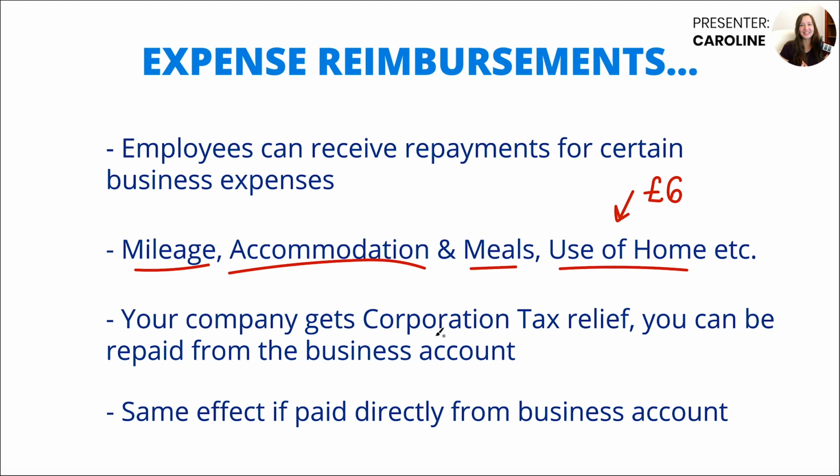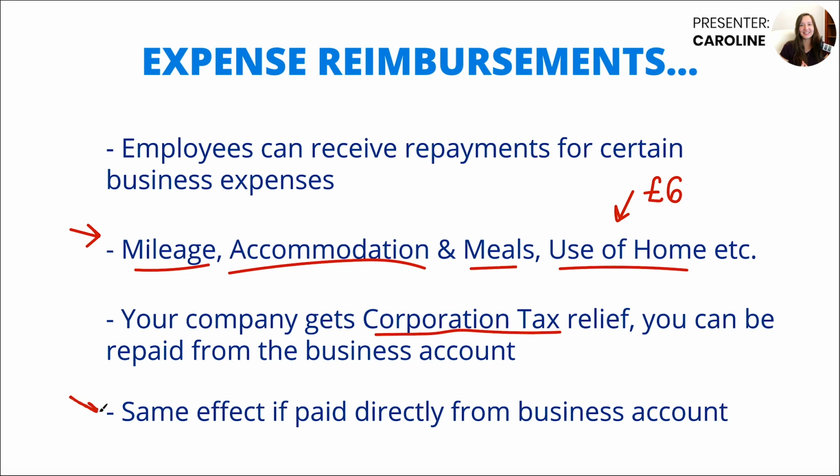So on these business expenses, your company of course gets corporation tax relief, and you can be repaid from the business account for these, so you're technically being able to take out this money from the company without it being income. So for example, if you're going through an umbrella company, then none of these costs would be claimable. You would get your net pay after all tax and national insurance has been deducted, and then from that you would have to pay for all of these costs.